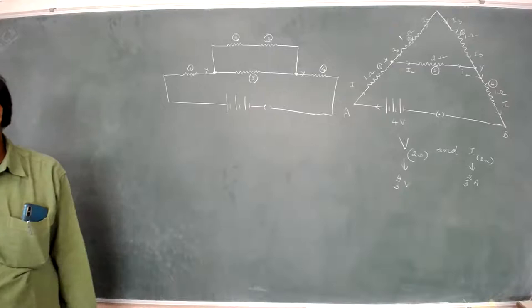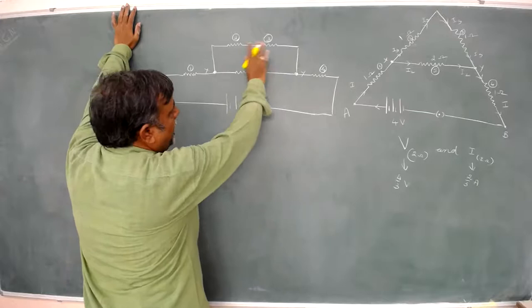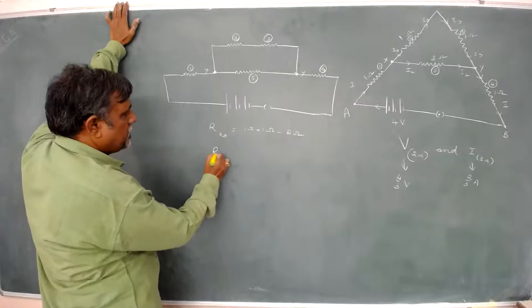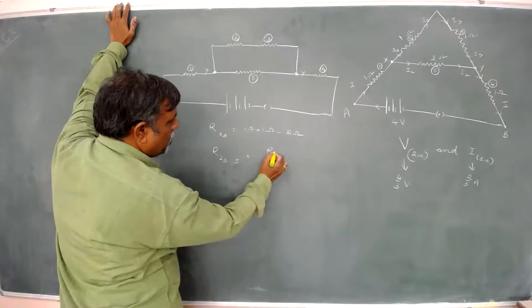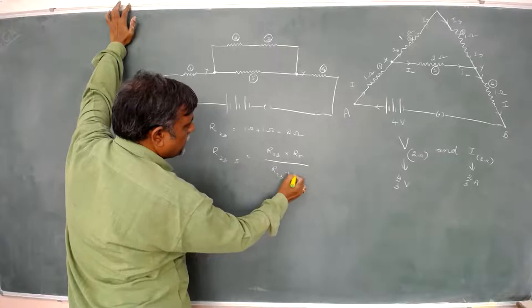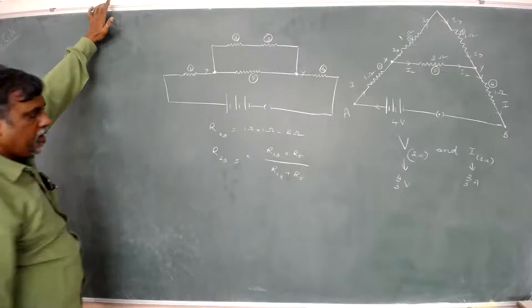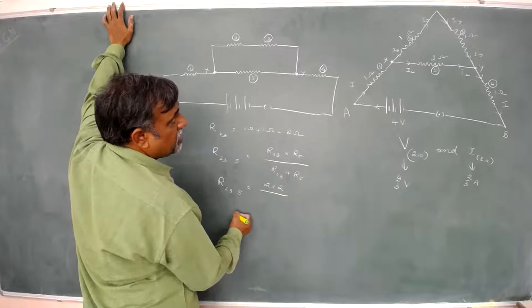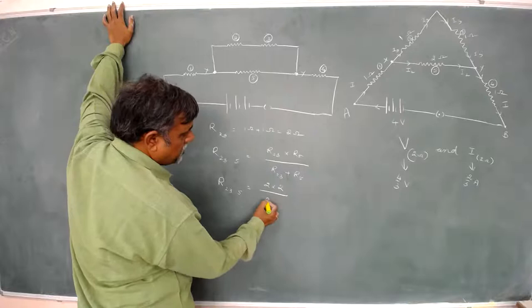Understand? Now these two are in series combination, of values 1 and 1. So R2,3 is equal to 1 ohm plus 1 ohm, that is 2 ohm. Now R2,3,5 is R2,3 into R5 divided by R2,3 plus R5, because these two are in parallel combination. So this is 2 into 2 by 4, which is 1.